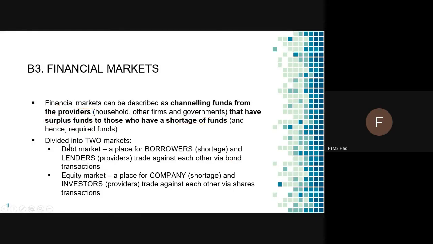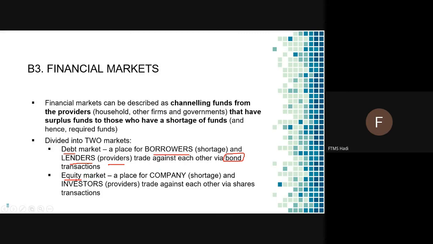It is divided into two markets, which are debt and equity. I already mentioned that in the diagram that I drew. Debt means a place for borrowers, in terms of shortage, and lenders, who are providers. Borrowers means a company or person who wants to borrow money. Lender means an individual or institution that wants to provide money to the borrowers, and they trade against each other via bond transactions. Those who are taking investment or financial analysis will learn this kind of chapter.